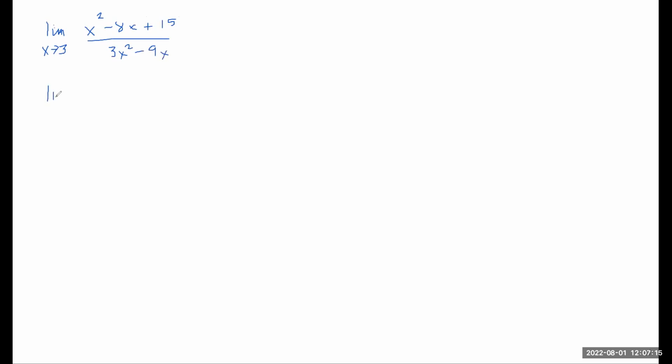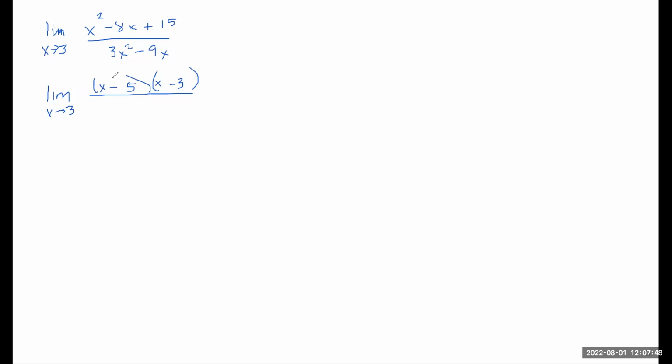So the limit as x approaches 3. Factoring the first and then the last, product of sum. We have x times x for x squared. Our favorite factors for 15 are -5 times -3. Multiplying and distributing out your outers and your inners, you get the middle term.